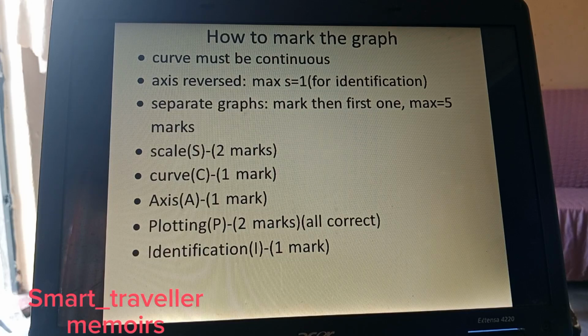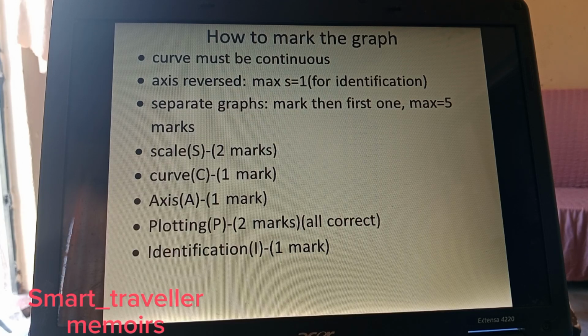How to mark the graph? The curve must be continuous. If the axis is reversed, mark the scale only, and only one mark for identification. Maximum will be 1 mark for scale and for identification. Separate graphs, mark then, no, mark the first one, sorry. There's a problem there. Maximum 5 marks.